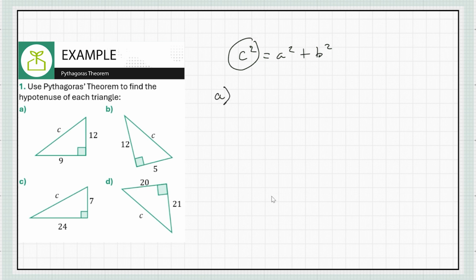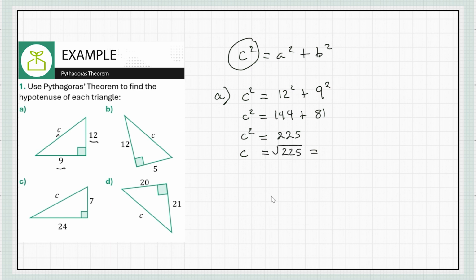So we're going to start with a, and if we look at a, we have a and b are these two numbers here, and the unknown is c. So if we substitute in all of those values, we can get c squared is equal to 12 squared plus 9 squared. Okay, that means c squared is equal to 144 plus 81. So c squared is equal to 225. Now, when we get to this stage, in order to find our answer, all we do is we go c is equal to the square root of 225, and that is equal to 15.